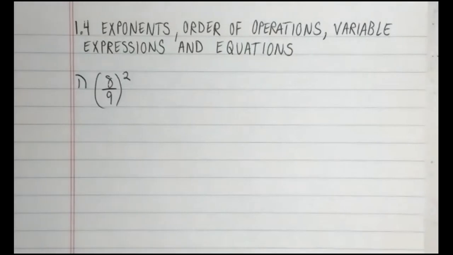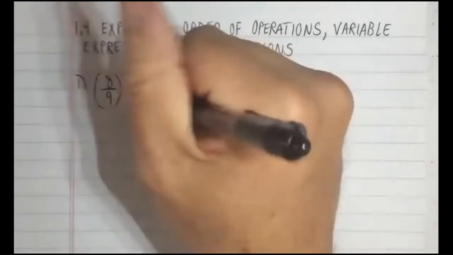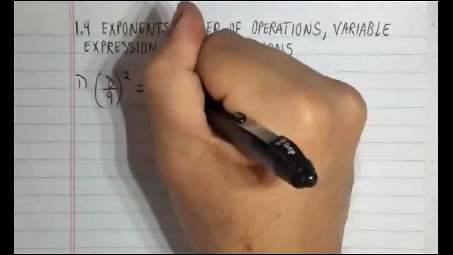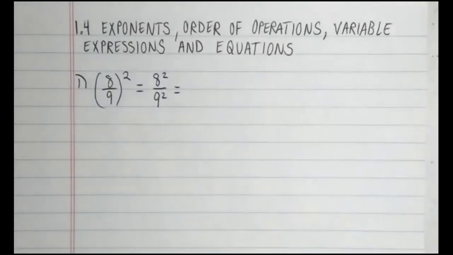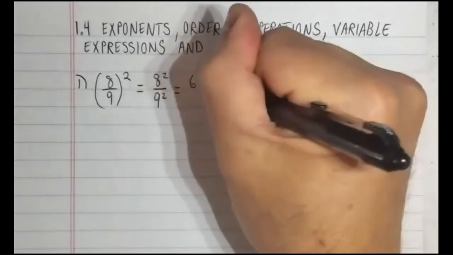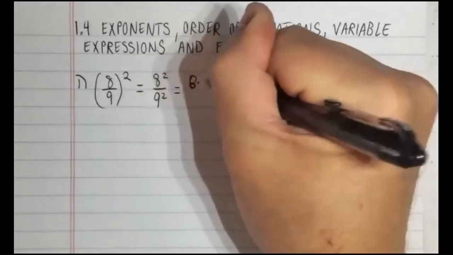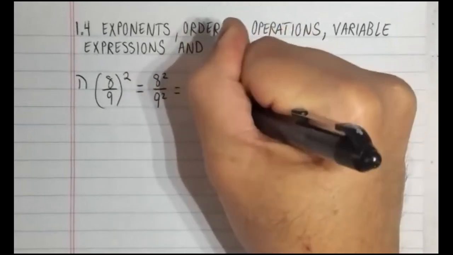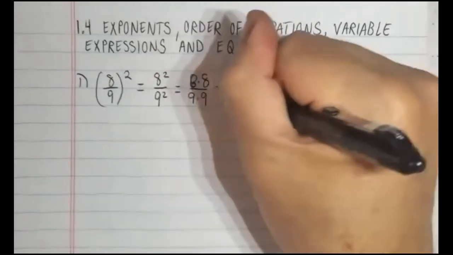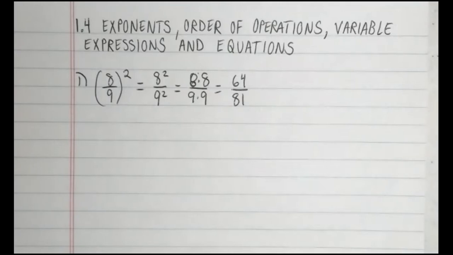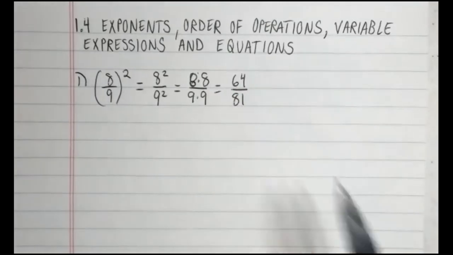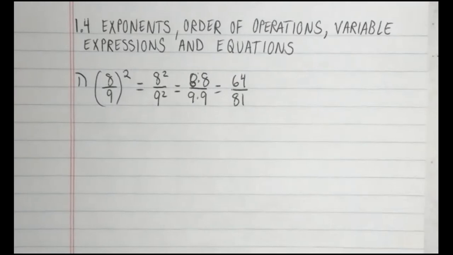So the first problem is a fraction, 8/9, and you're squaring it. Whenever you see that, you're going to apply the squared to each number inside the parentheses. So you have 8 squared over 9 squared. 8 times 8 gives me 64, and 9 times 9 gives me 81, so 64 over 81. What I would recommend is to see if you can reduce this, and it's actually already in its lowest form. So that's how you are solving exponents.